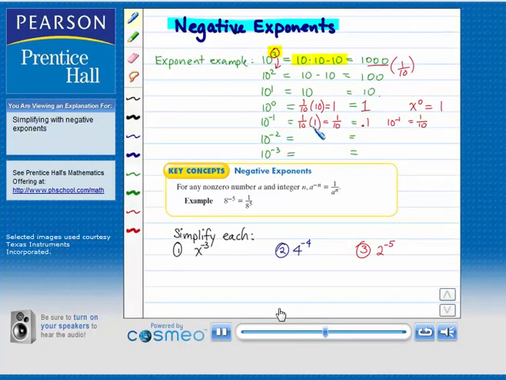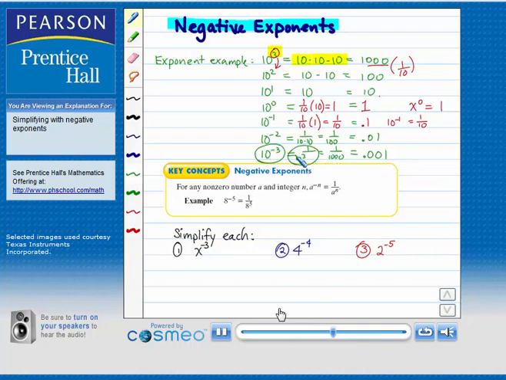Okay, well, let's see how you did. I would expect 10 to the minus 2 to be 1/10 of 1/10, or 1 over 10 times 10, which is 1 over 100, and as a decimal, 0.01. 10 to the minus 3 would be 1 over 10 to the third, which is 1 over 1,000, and that's 0.001.